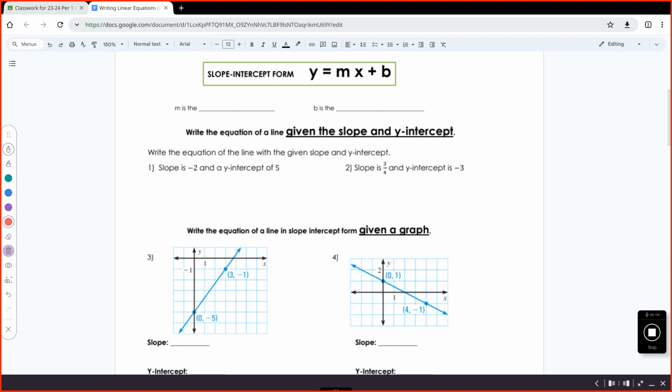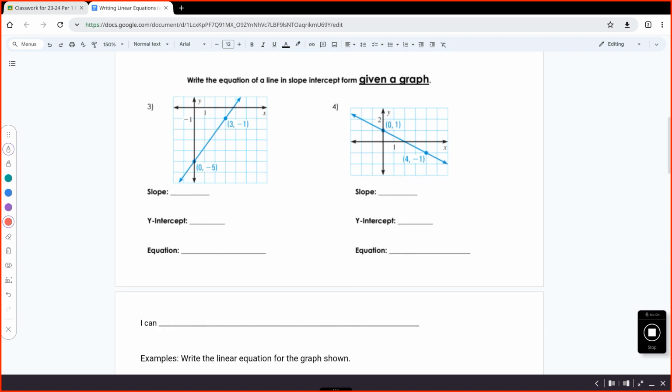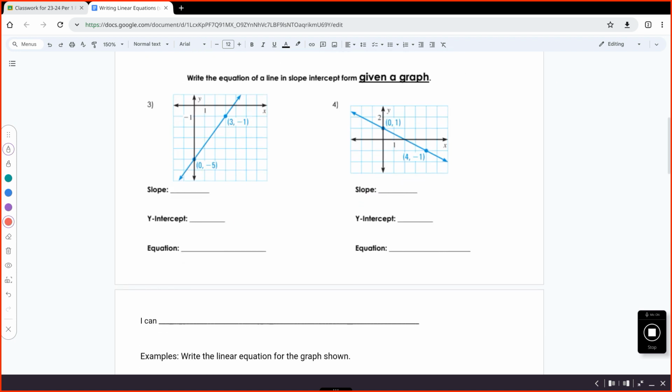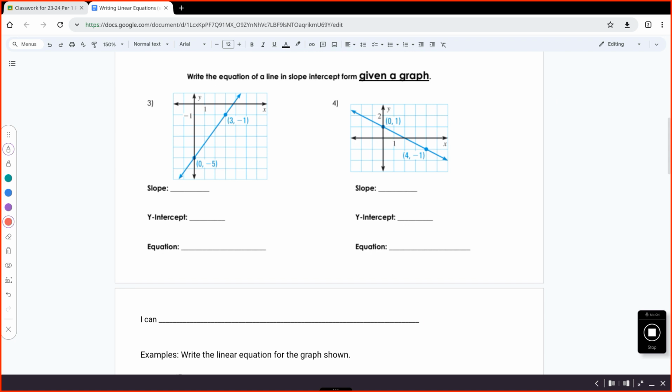All right, moving on. Write the equation of a line in slope-intercept form given a graph. The first thing we need is our slope. Lucky for us, this graph has our 2 points, but even if it doesn't, you should be able to figure out what the 2 points are. There's plenty of points on the graph. So we're going to go up 1, 2, 3, 4. Our vertical change is +4. And then our horizontal change, 1, 2, 3, is +3. So our slope is 4/3.